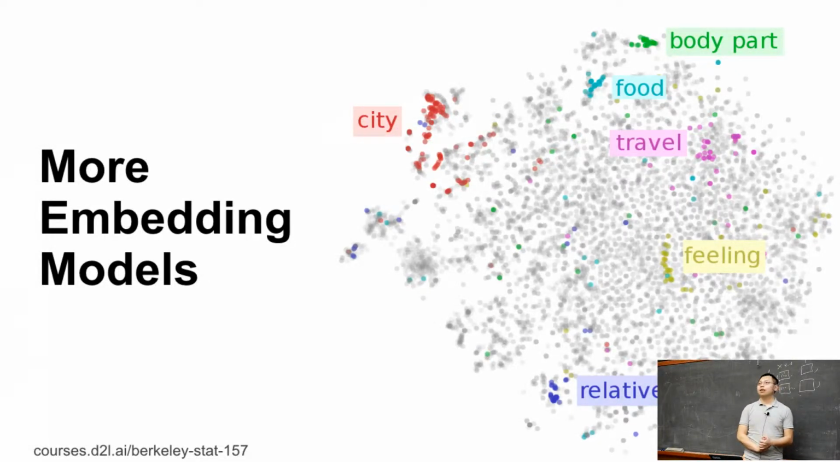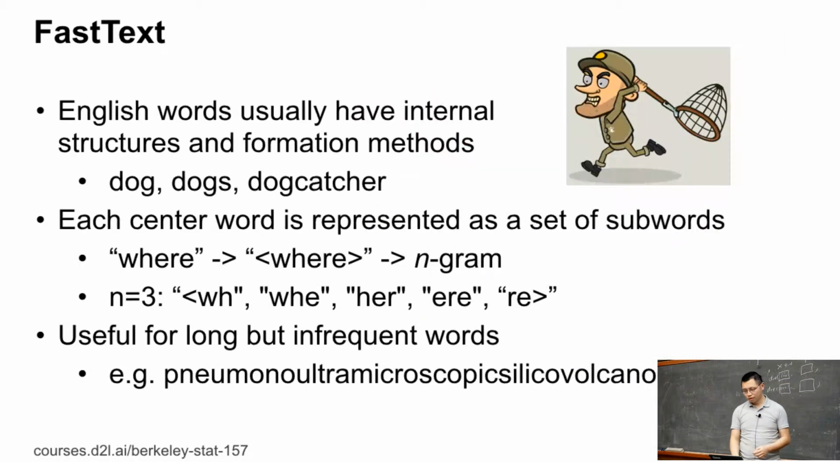word2vec is popular, but people don't use that directly anymore. There are a lot of follow-up works. We will talk about two popular ones. The first one is called FastText.